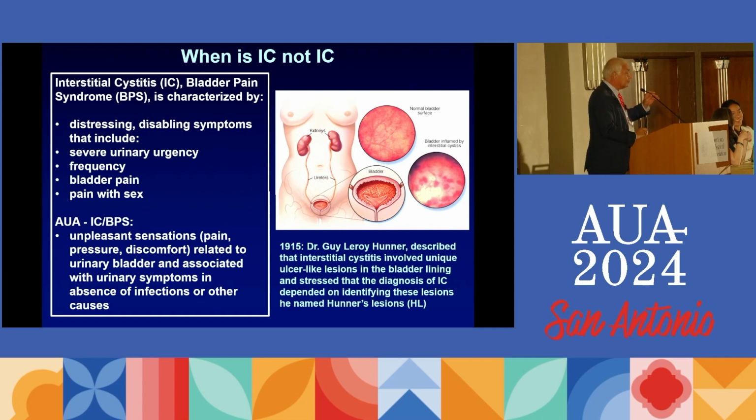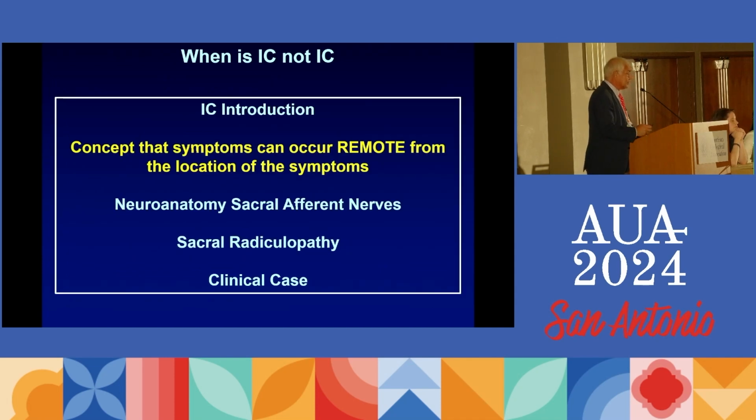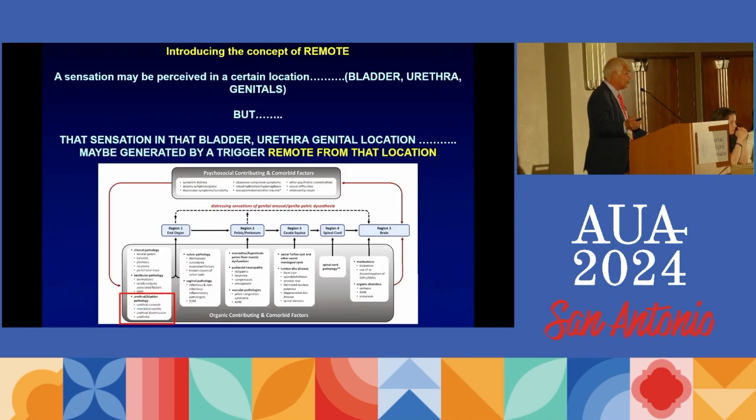So just a little introduction. IC was really described in 1915 by Leroy Hunter, in women without positive cultures but with urgency, frequency, distressing symptoms, bladder pain, and pain with sex. They found a Hunter's ulcer in the dome of the bladder. If you do cystoscopy now, you don't see the Hunter ulcer. It really isn't, or shouldn't be, considered interstitial cystitis.